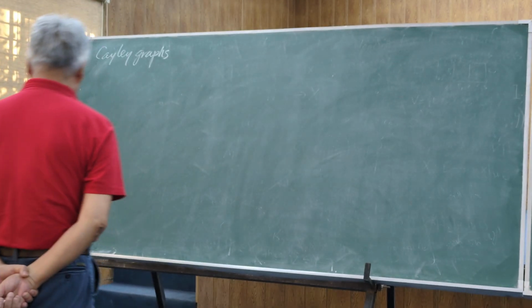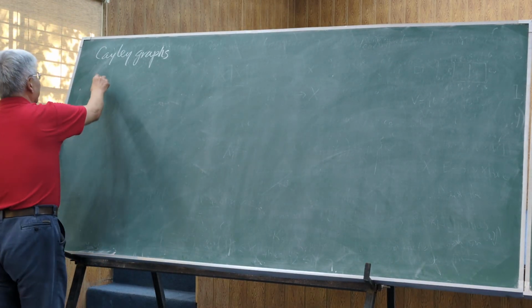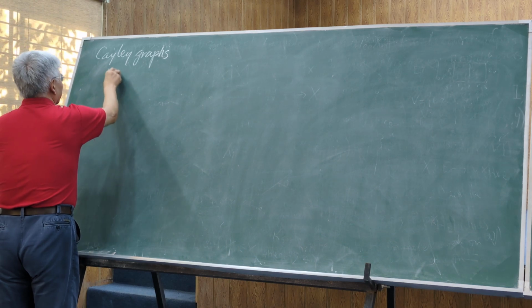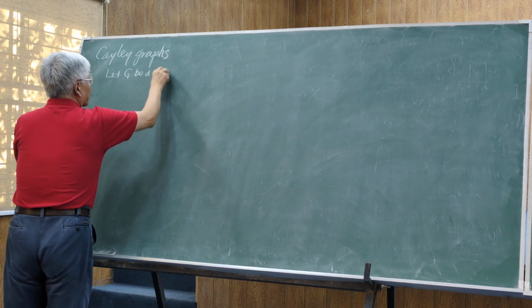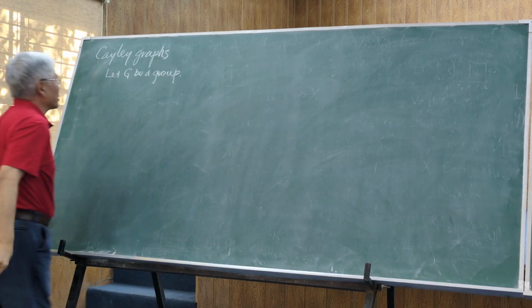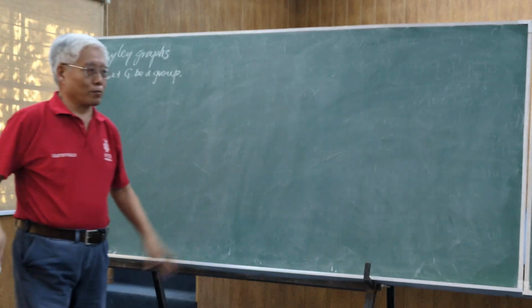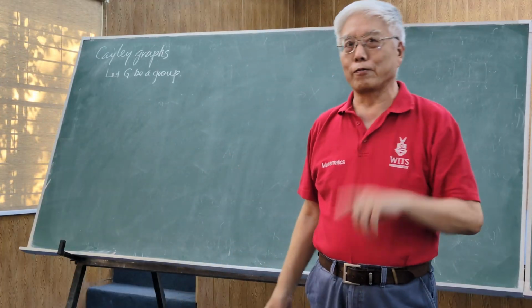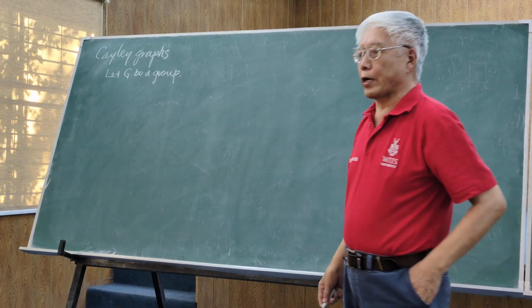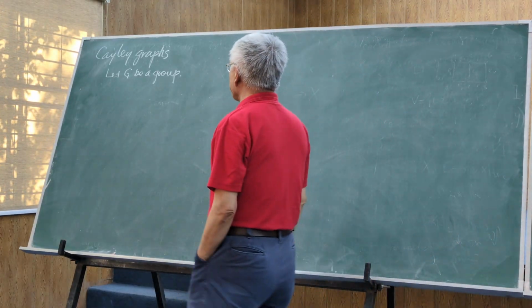So now we have G, a group. We didn't say it is finite. If it were finite, I would have written finite as well. Of course, finite is allowed. Let G be a group.